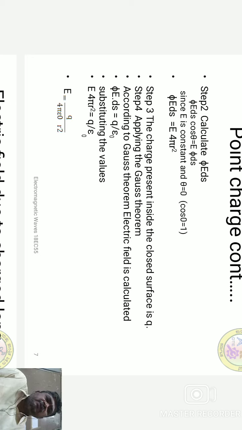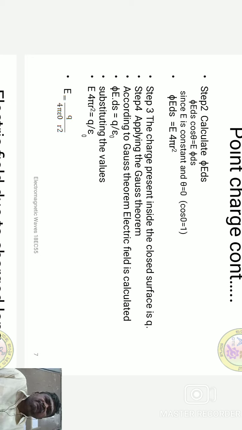Now I am left with the closed integral of E ds is equal to E into 4 pi r square. So this is for the left hand side of the general expression. Moving on to step 3, what is on the right hand side? It is q upon epsilon naught. What is the value of q? I have only one point charge q. The charge present inside the closed surface is simply q, so I need not worry much about this q.